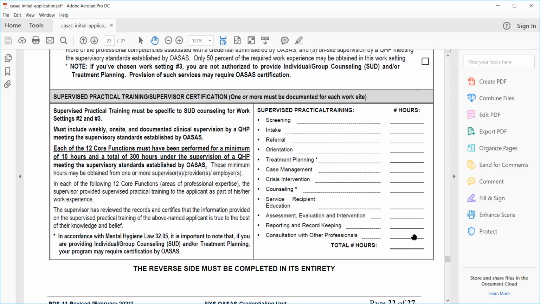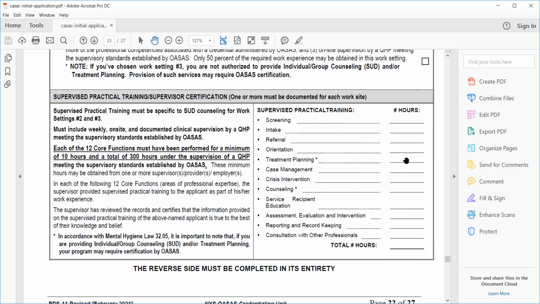And as a matter of fact, OASAS may go, what do you mean they did all this work as an intern? Most of what they were doing was observing. So when you fill this out with your supervisor, or your supervisor fills this out, let them know OASAS is not looking for a total of 168 here. That will be on the back.